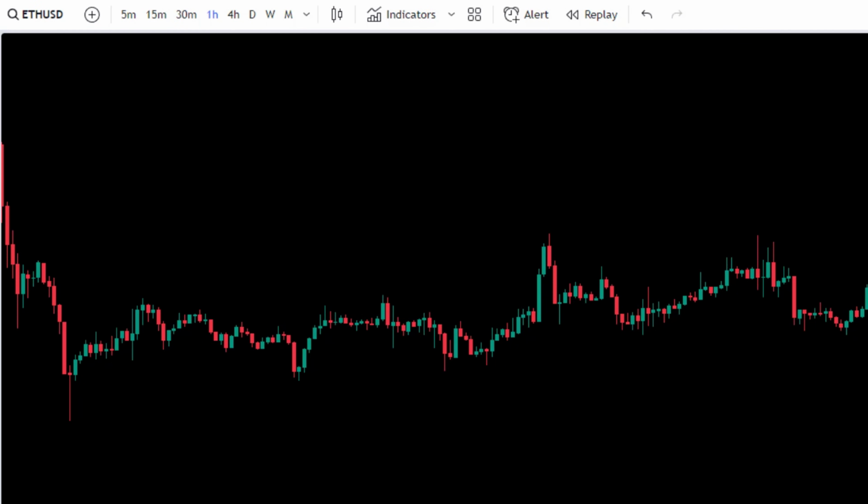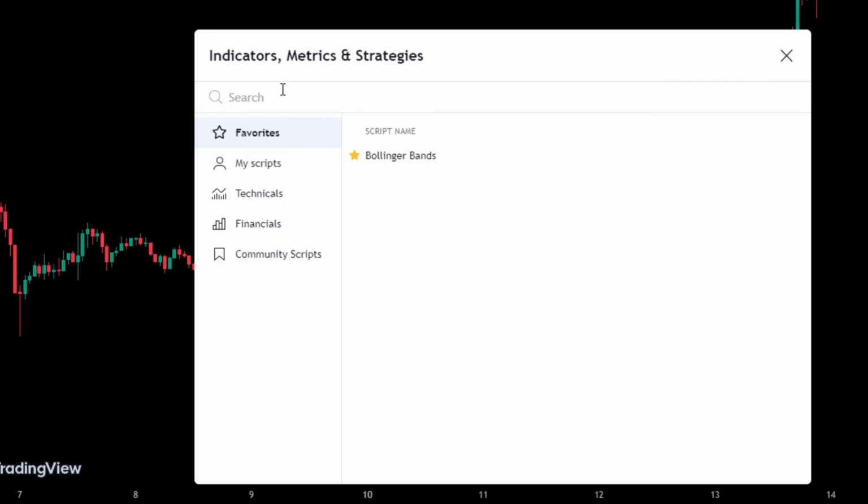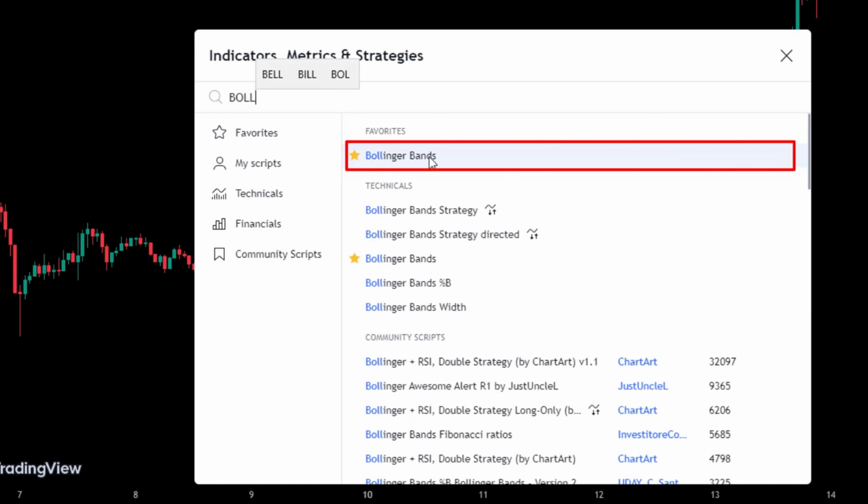Firstly, we open our TradingView chart, here on Ethereum USD on 1 hour time frame. For this strategy, we are going to use two indicators. To add these indicators to our chart, we navigate to the indicators search bar. And now we search for the first indicator, which is Bollinger Bands. Select this one made by TradingView.